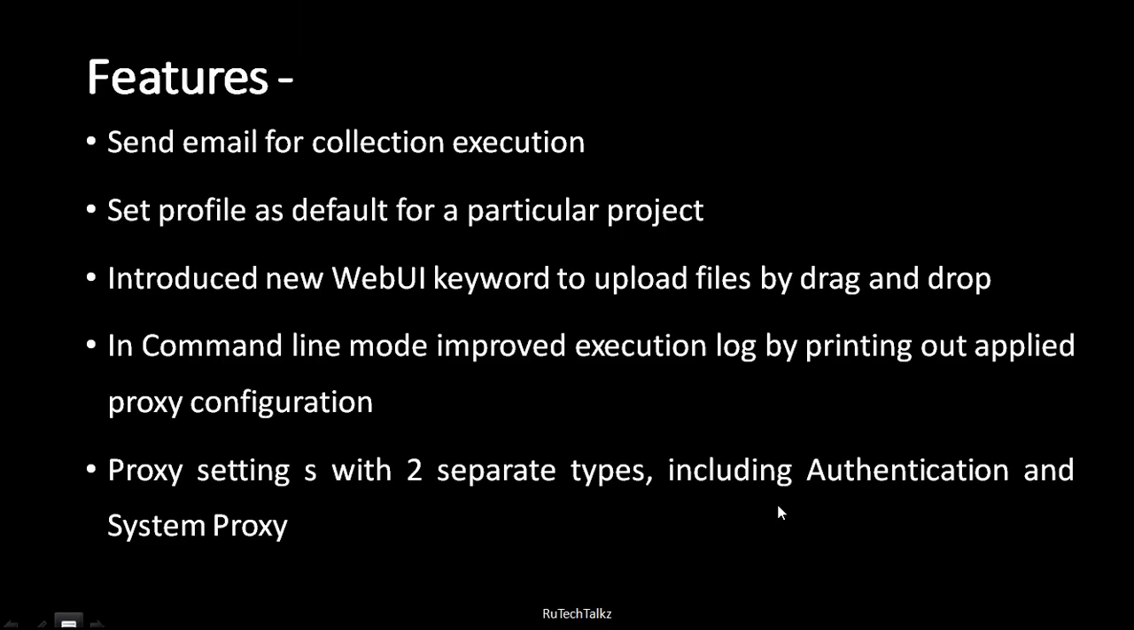This was all about the 7.5 version updates of Katalon Studio for web automation testing. We have covered the email sending for collection execution, then the profile setup as a default for a particular project, the new WebUI keyword of upload file with drag and drop, and the change in the command line with additional details of proxy configuration. And the last thing that we have seen is the proxy settings with two types, that is authentication and system proxy.